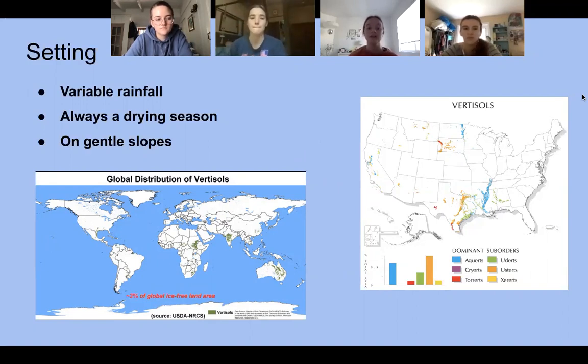This is because of the ability of the water to infiltrate the soil on gentle slopes, whereas in rain it would just run off the soils on steep slopes. Now we're going to talk about the main characteristics and features of a vertisol.